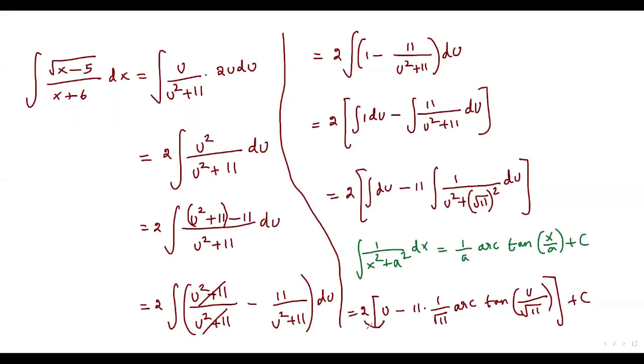Okay, let me continue. What we can do is distribute this 2 to this u and this stuff as well. And also when I multiply 11 times 1 over the square root of 11, I'm getting 11 over the square root of 11. Now let me do it. So we get 2u minus 2 times 11 over the square root of 11 times arctangent of u over the square root of 11, plus c.